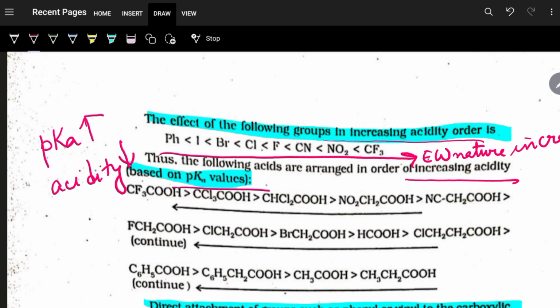So here we can see the acidic strength increases in CF3COOH. Why? Because of a more electronegative atom. So fluorine has greater electron withdrawing effect than chlorine. Now here 3 chlorine is there, so the number of electron withdrawing groups matters. The electron withdrawing effect of fluorine is greater than chlorine, so the acidic strength is greater.